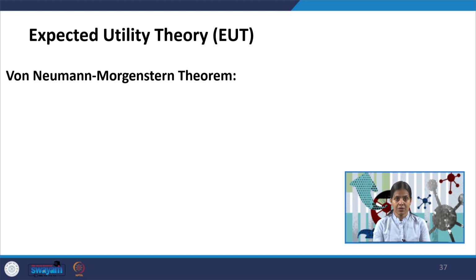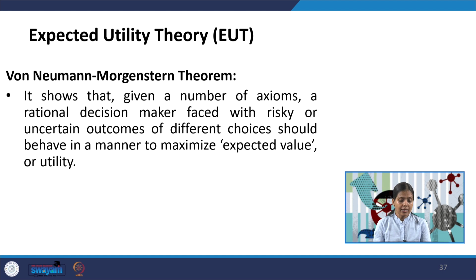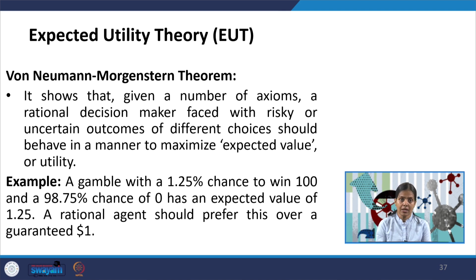The major proponents were von Neumann and Morgenstern, though the initial work was done by Daniel Bernoulli. It shows that given a number of axioms, a rational decision maker faced with risky or uncertain outcomes of different choices should behave in a manner to maximize the expected value of utility. For example, a gamble with a 1.25% chance to win 100 and a 98.75% chance of 0 has an expected value of 1.25. A rational agent should prefer this over a guaranteed $1.